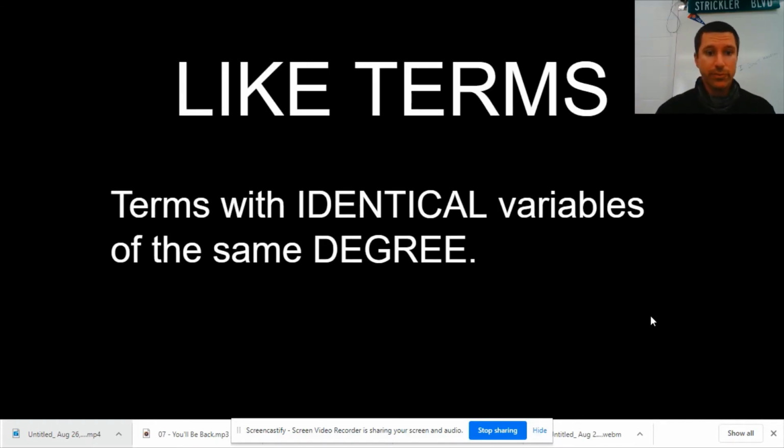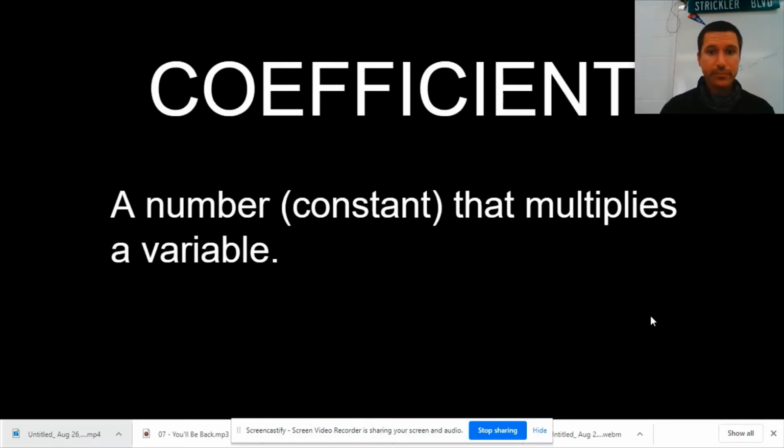Write down like terms, and the definition is terms with identical variables of the same degree. So if you have an x and an x squared and they're separate terms, those are not like terms. They have to have identical variables of the same degree, and we should probably talk about degree after we talk about coefficient. Coefficient is a number, which is a constant, that multiplies a variable. You could say it's in front of the variable, but actually it's just multiplying the term by that constant, therefore it's a coefficient. You also see this in science in your chemical equations.